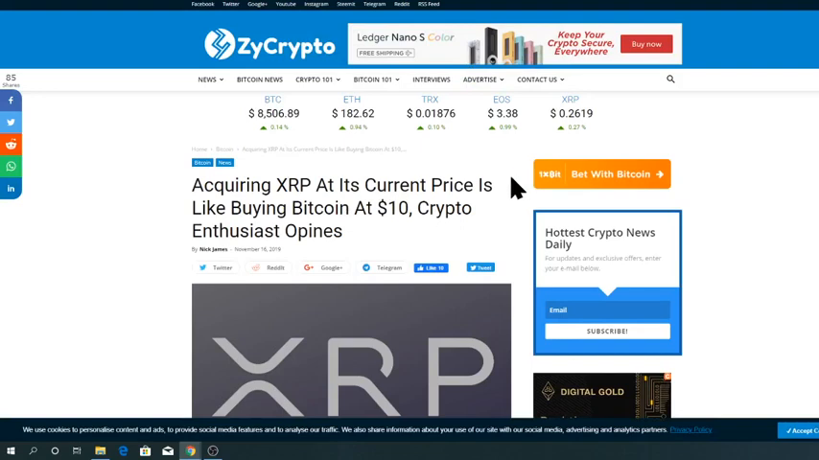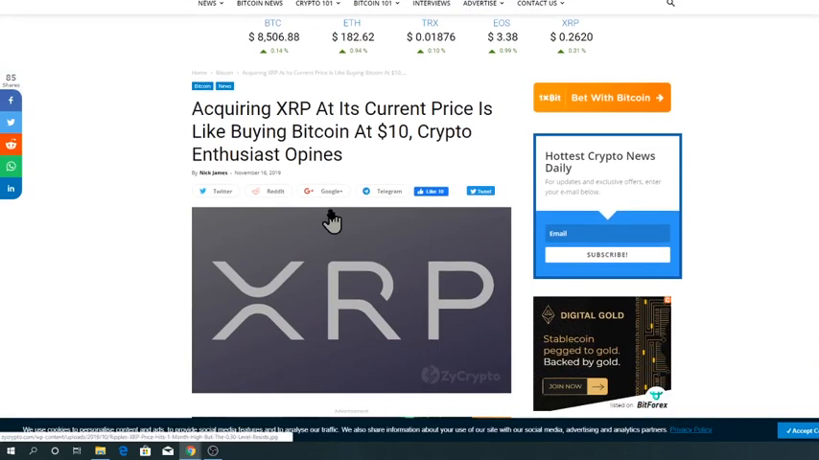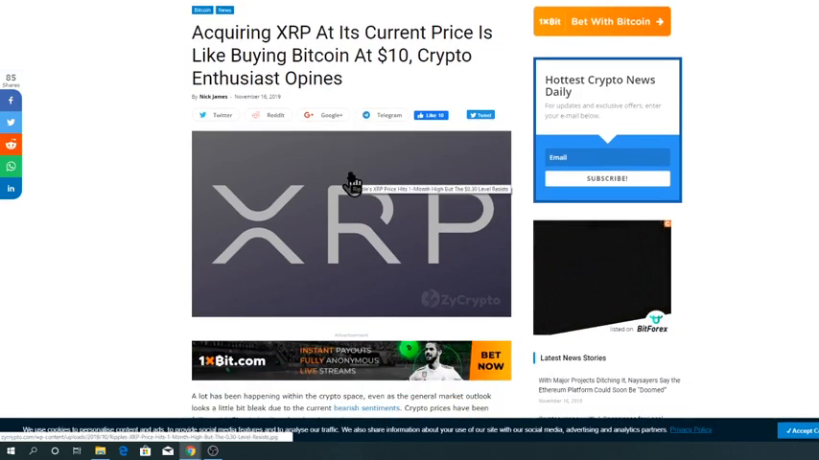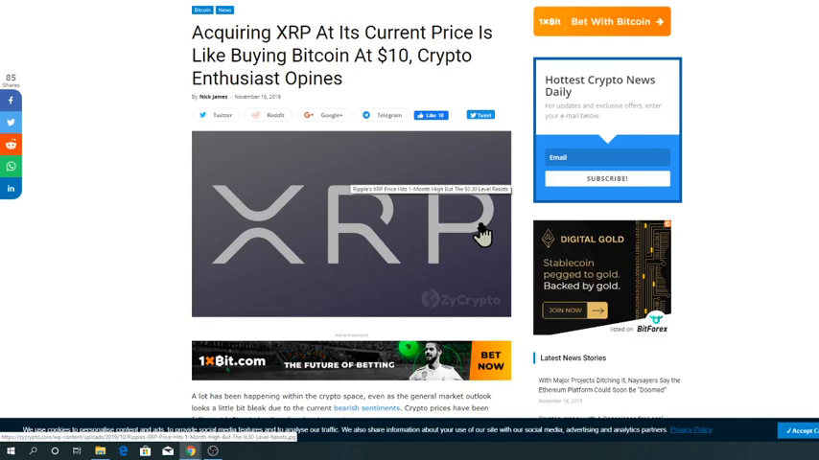Acquiring XRP at its current price is like buying a Bitcoin at $10. Now, this is something which I completely understand, because as far as the technology of XRP is considered, I consider it as superior to everything else. Being an expatriate, staying away from my country, sending back money to my home country, I feel like I'm being looted by banks all these years. When I was in the Middle East, and now here, it's still the same. Now I'm in South Korea, right?